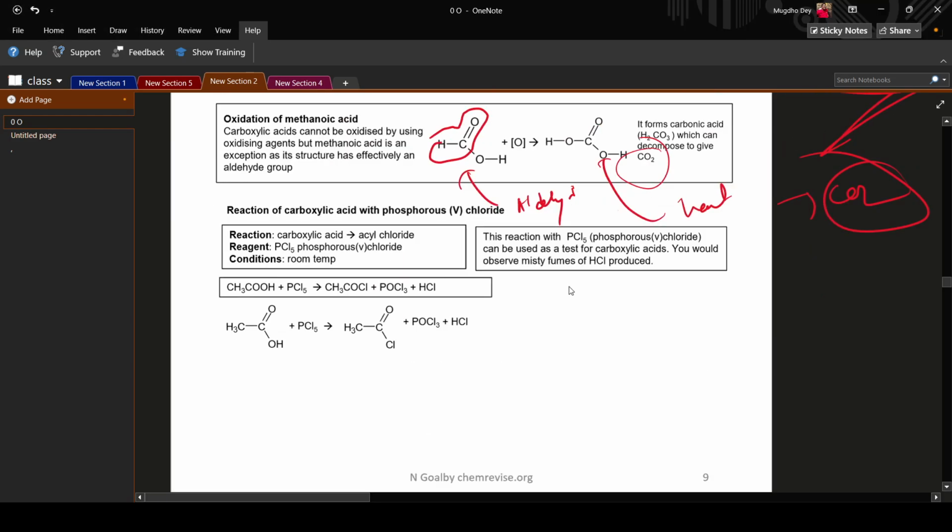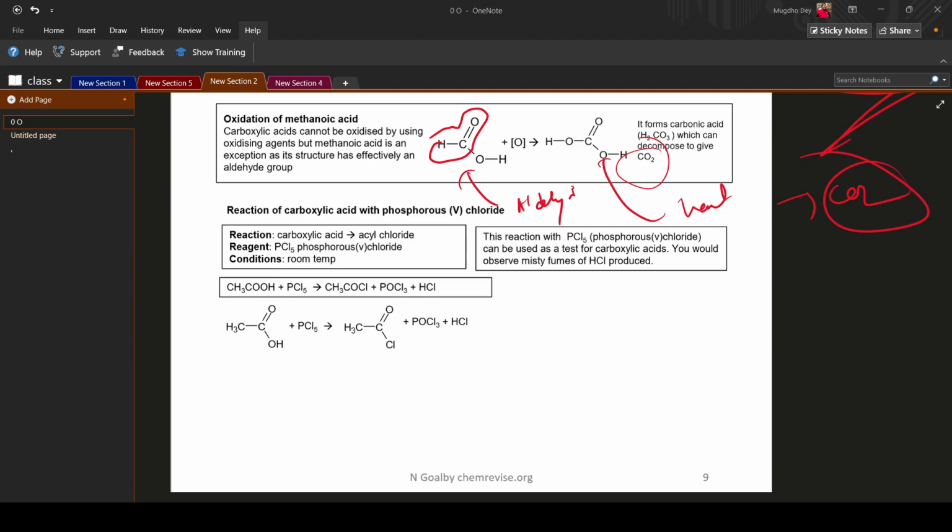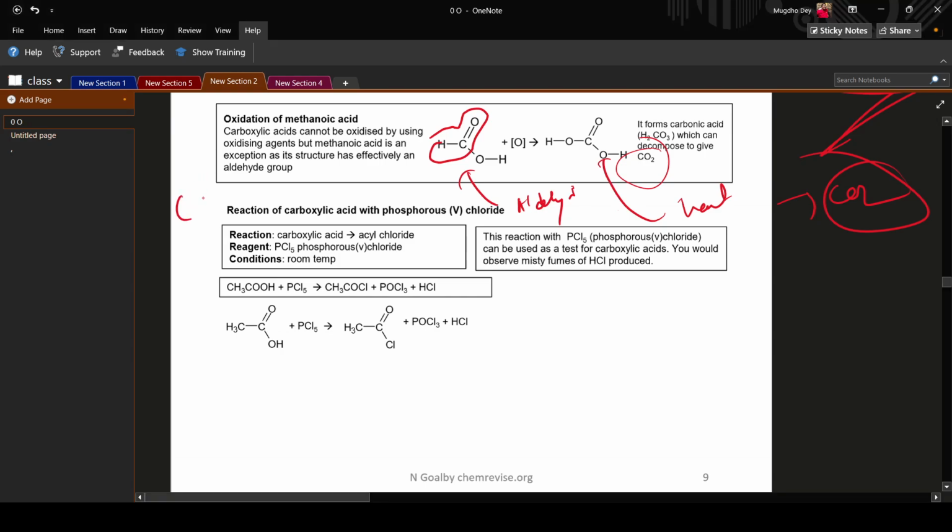Okay. The next part is of course the reaction of carboxylic acid with phosphorus pentachloride. Now, what is phosphorus pentachloride? This is also popularly known as the test of alcohol. So we basically react it with carboxylic acid. When we react this with carboxylic acid, this is produced.